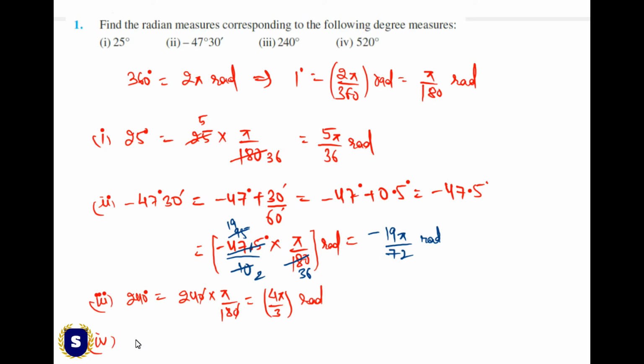The last part, 520 degrees, also a simple one, multiplied by pi by 180. After cutting, we'll get 26 pi by 9 radians. Yeah, that was a simple one. Let us now move to the next question.